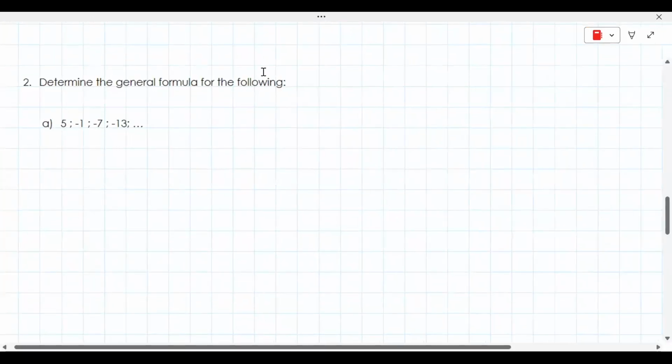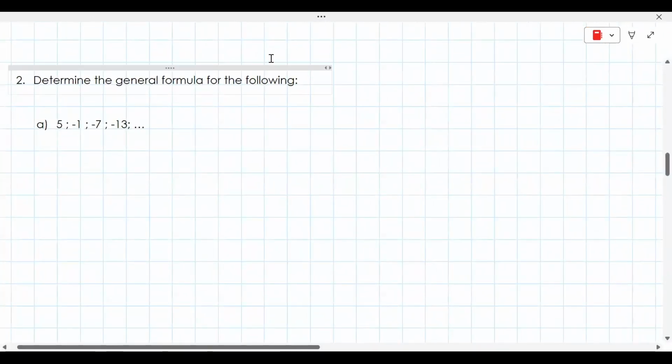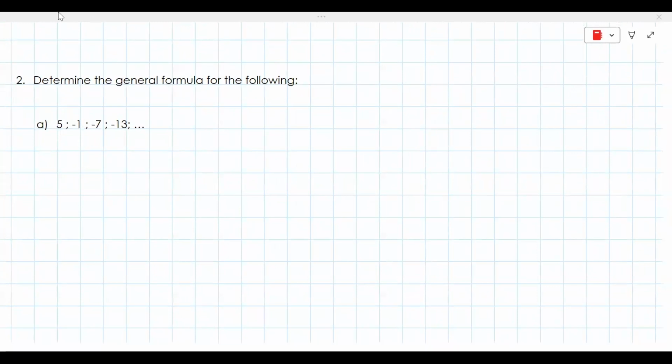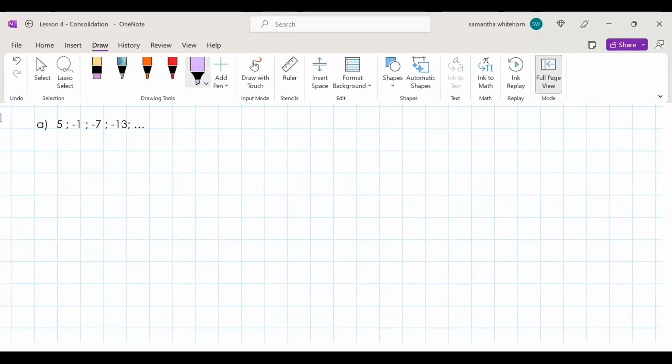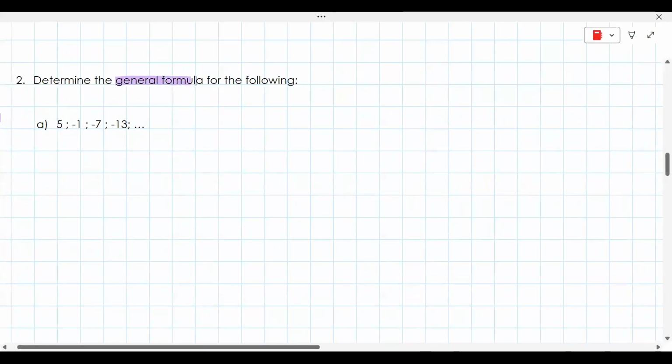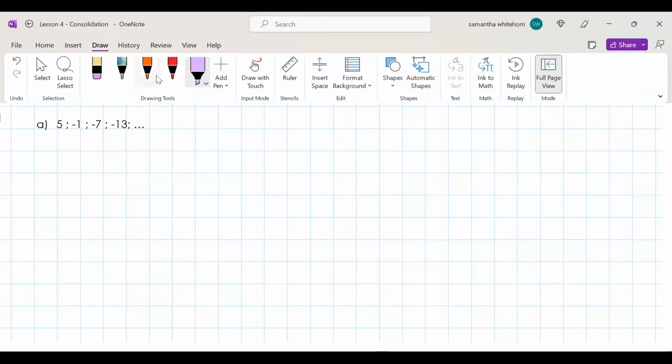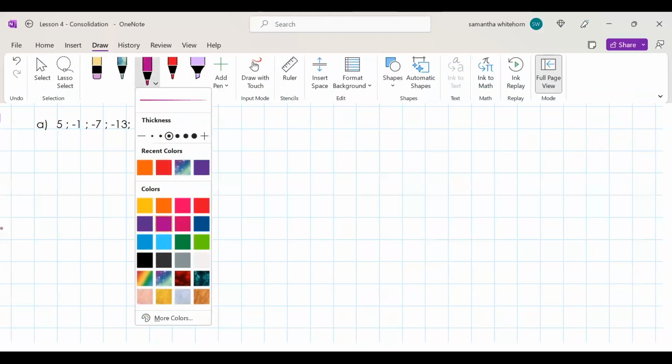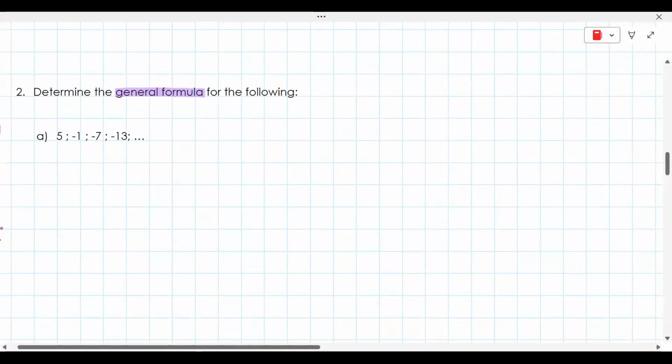Let's have a look at this first number pattern. I have said here, determine the general formula or the general term for the following. Sometimes we call it general term or general formula. They really mean the same thing. I am wanting Tn is equal to something. I want my general rule. All right, let's not stress about that yet. Let's just look at our pattern and see what's happening.